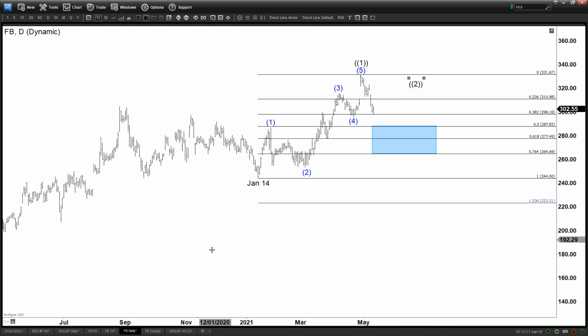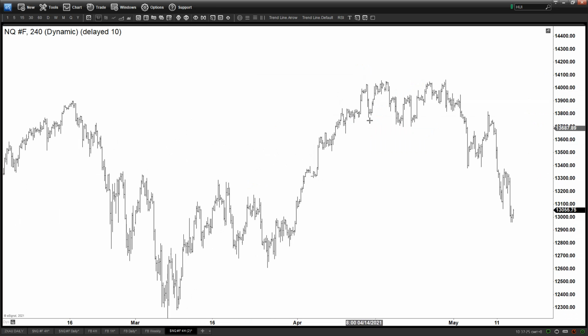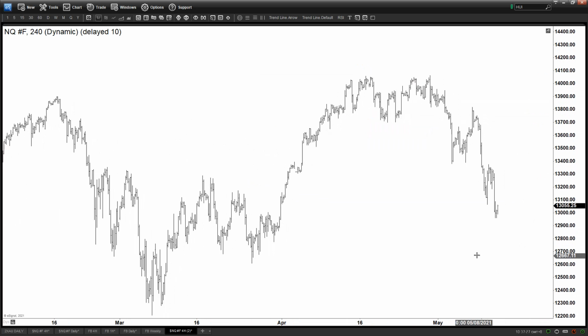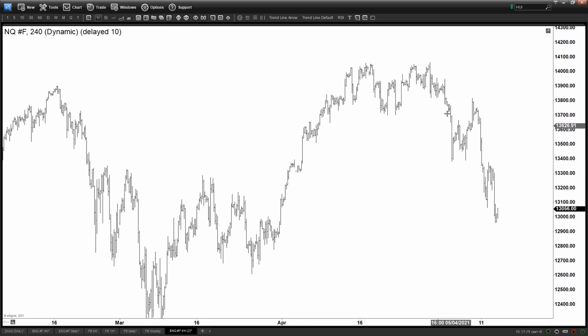If we take a look at the Nasdaq here, and this is a 4 hour chart, Nasdaq chart. Now you can see right here the decline that started from this peak on April 30th, this decline looks to be in 5 waves already here. Now that doesn't mean FB necessarily has to be exactly the same as the Nasdaq, but they belong more or less to the technology stock sectors.